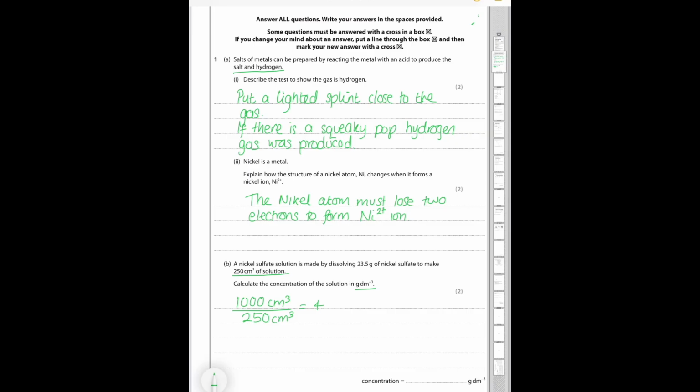So if we're going to have 4 times as much water, we are going to need 4 times as much of our dissolved nickel sulfate. So we would do 23.5 times 4, and that would give us 94 grams per decimeter cubed. So that would be 94 there.